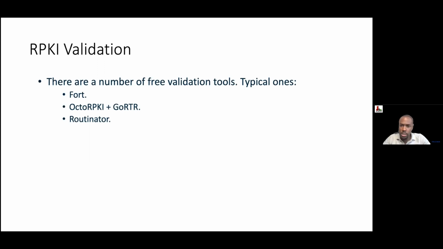Thanks, Mark. Second question is from Jeremiah. Jeremiah's question is, what is the impact of dropping invalid routes, especially when other network operators may not be creating their routing objects?